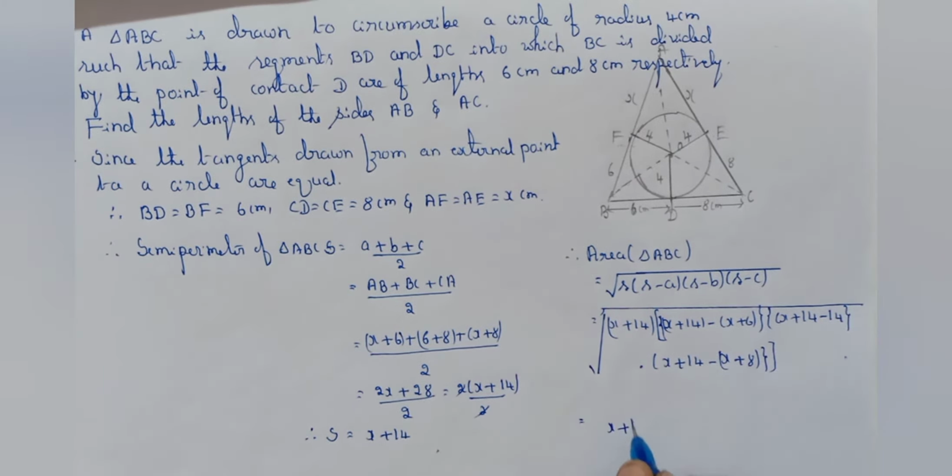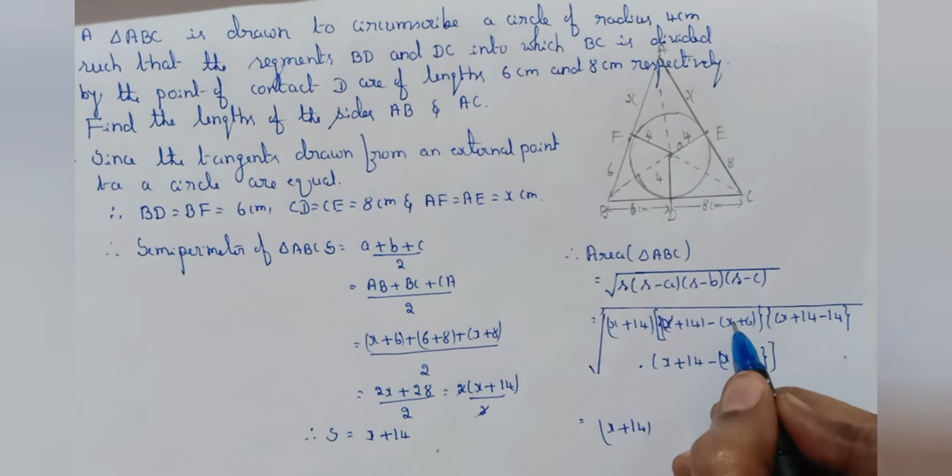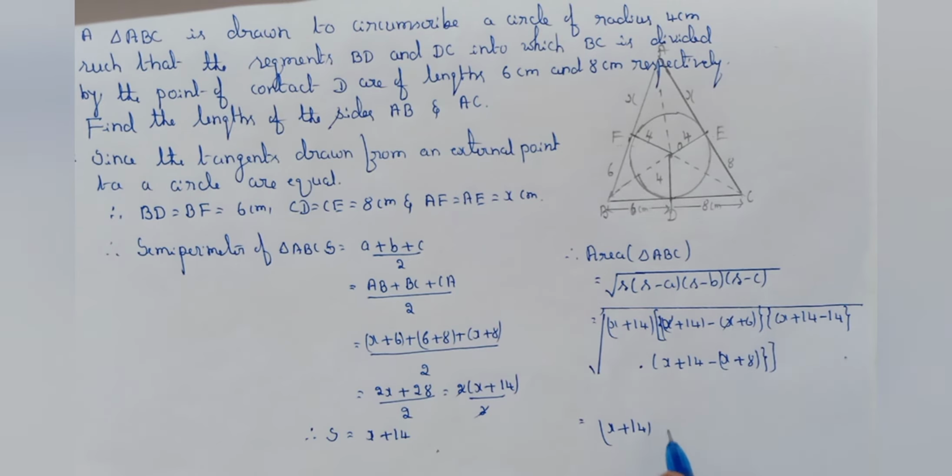x plus 14. Here the plus x and minus x get cancelled. 14 minus 6 is 8. Here plus 14 minus 14 get cancelled into x. Here plus x minus x get cancelled. 14 minus 8 is 6.